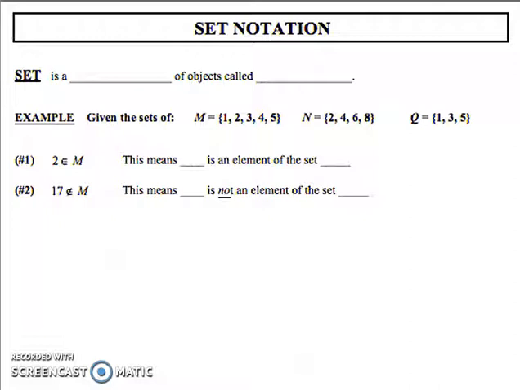We have M, N, and Q. And each of those are a set of numbers, and so those are given to us. So number one, we're just kind of learning about notation here. We've got a 2 with this symbol and then the M. And so what that means is that 2 is an element of the set M.